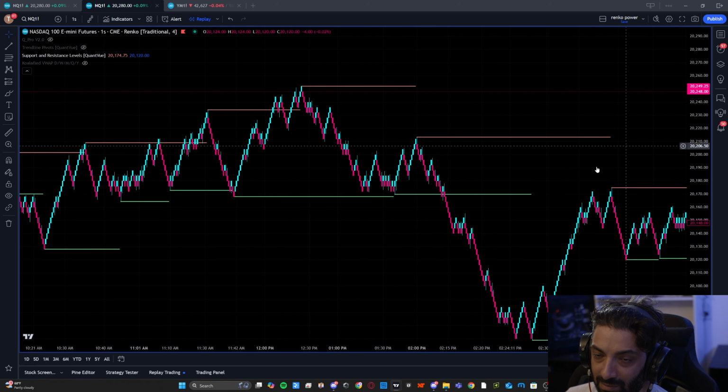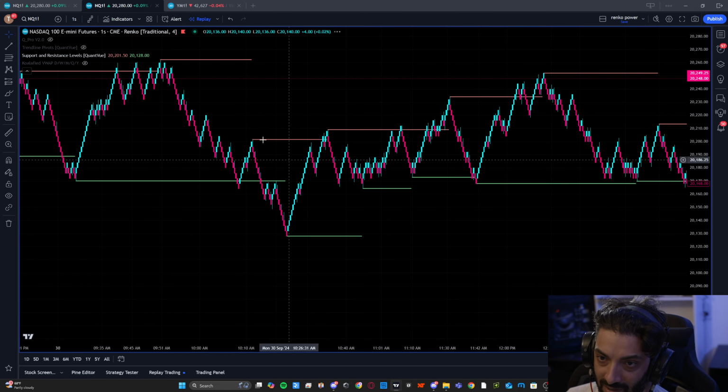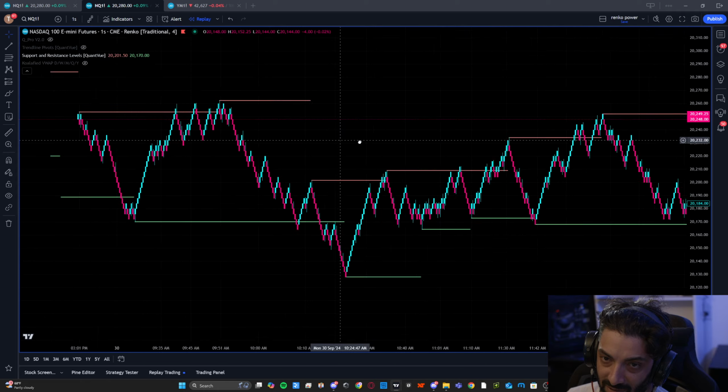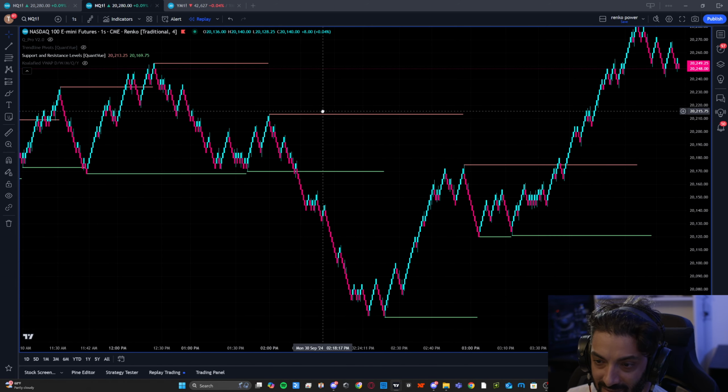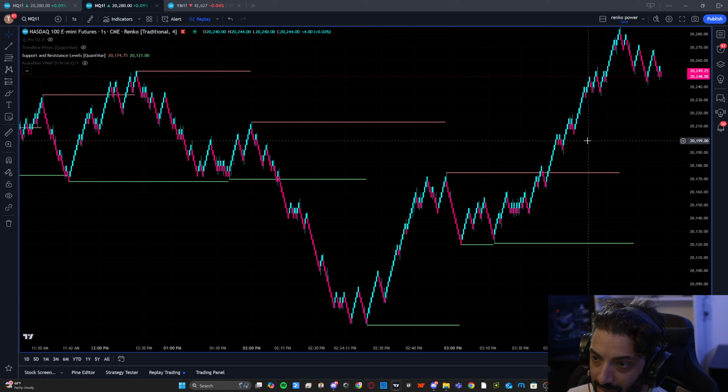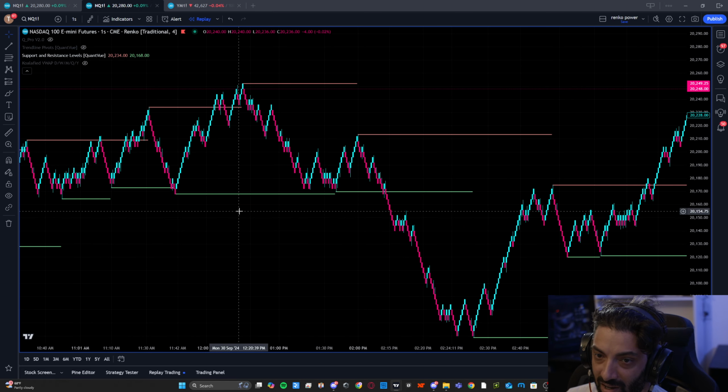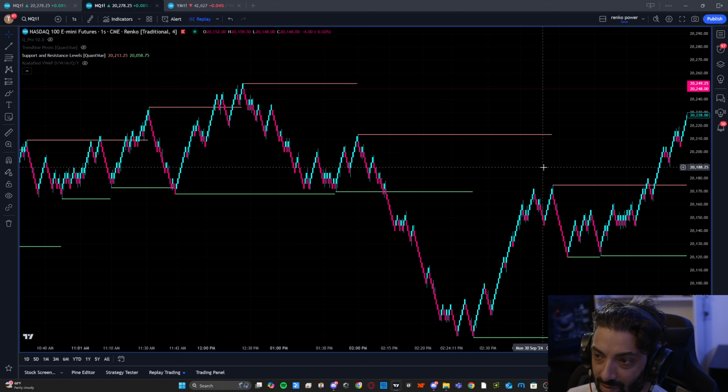The next is going to be support and resistance, default settings. So you can see how support and resistance works, right? It takes recent swing highs and recent swing lows and draws lines. Not super rocket science, right? But it can help you identify channels and potential breakouts, right?